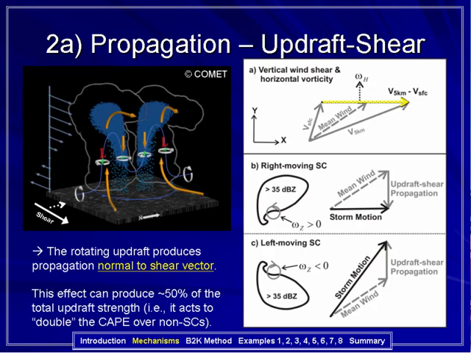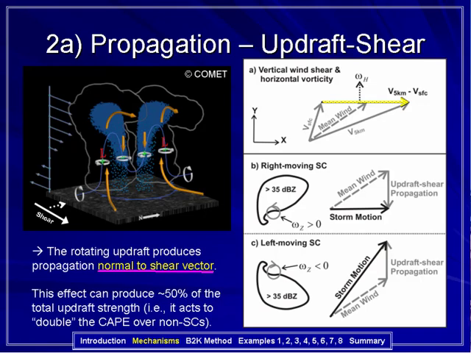Okay, so the first control on storm motion was advection. The second control is propagation. Now I'm going to talk about 5 different propagation mechanisms. The first one is that due to a supercell's rotating updraft, what I call the Updraft-Shear propagation mechanism. There are 2 key points to this slide. The first one is this. Because of a supercell's rotating updraft, it is going to propagate at right angles to the shear vector.